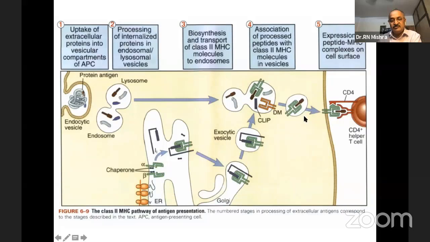MHC class 2 molecule, and then it is transported by vesicles to the cell surface for presenting to the CD4 T helper cell. So the class 2 molecules are synthesized here. They have alpha and beta chains. It has a molecule that plugs in initially, and when the lysosome meets this vesicle here, this is called antigen processing.